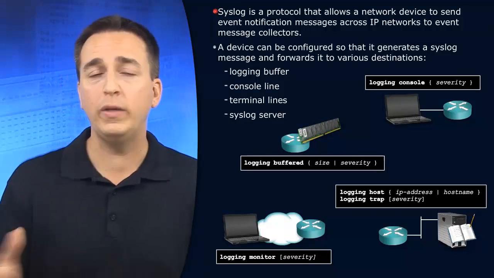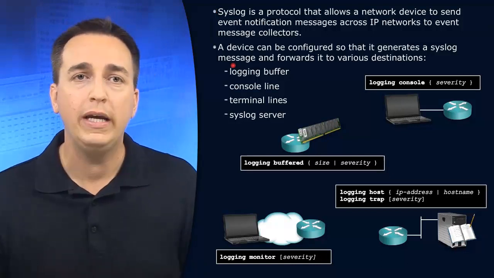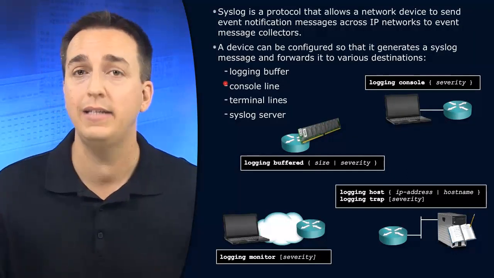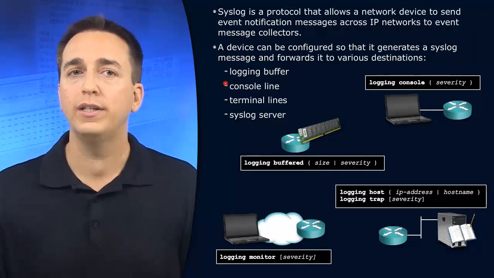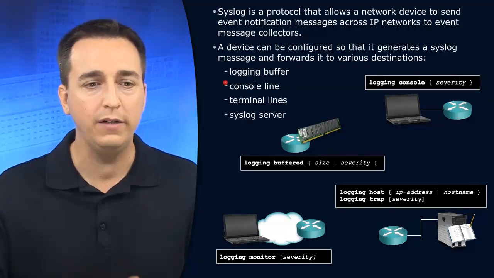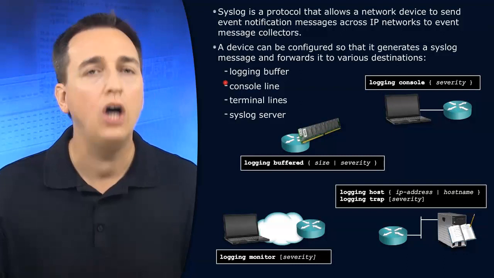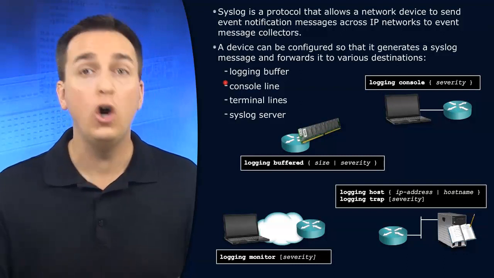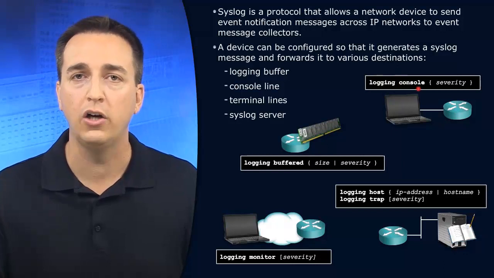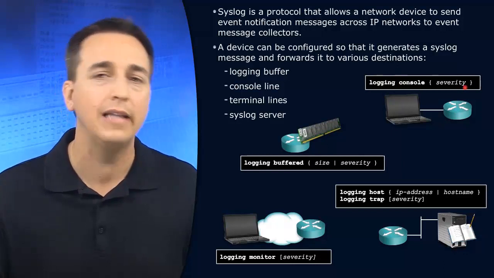However, there are different ways we can collect that information. We can have that information sent to the console port, which is where it's sent by default. And we can control the severity level of the messages that will be sent to the console port. By default, all messages, all severity levels, are sent. So if you don't want all severity levels sent to the console port, you can change that by typing in logging console and modifying the severity level.